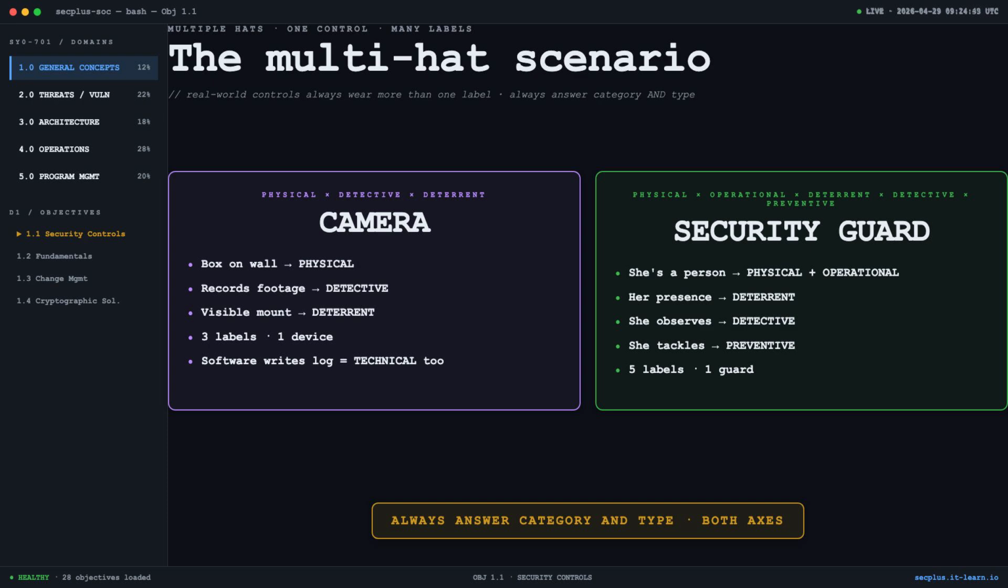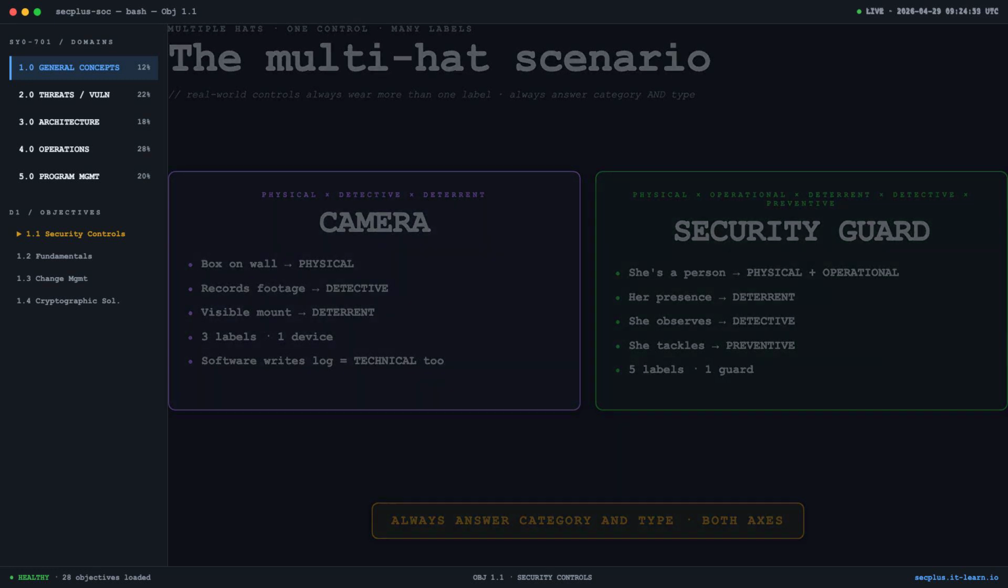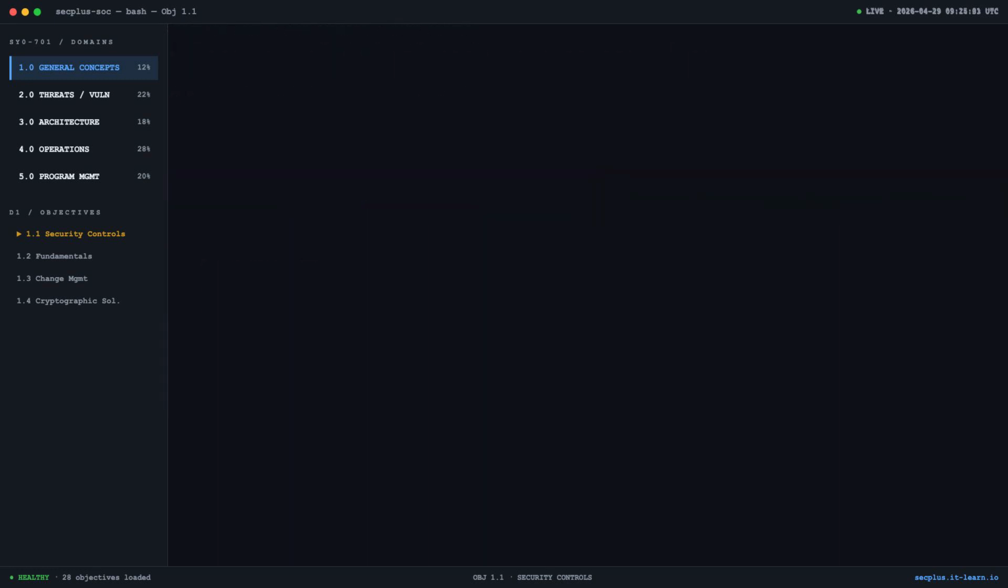The exam writers love these multi-hat controls because every wrong answer can sound right if you don't pin down which axis you're answering on. Always read the question twice. Is it asking for category, type, or both? Let's run a few scenarios.